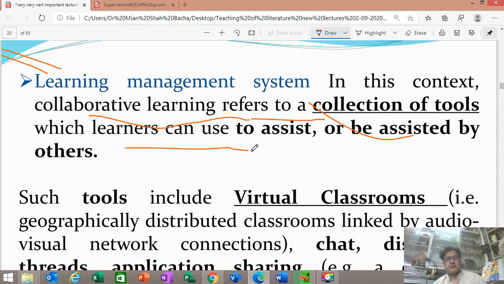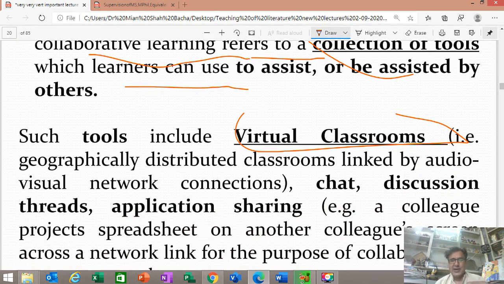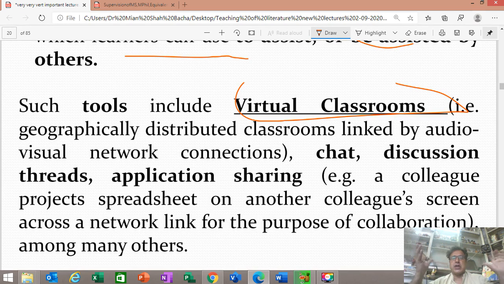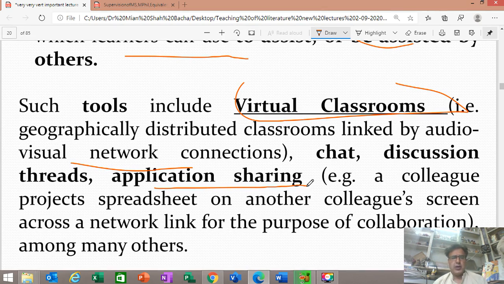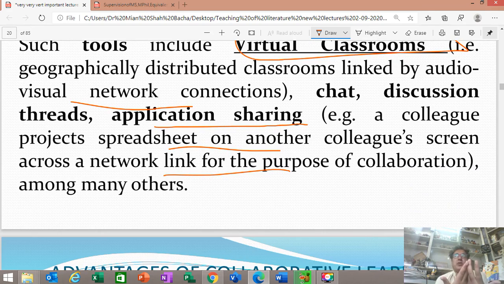All right, such tools include the virtual classroom. What is a virtual classroom? It means a geographically distributed classroom linked by an audio-visual network connection. We are sitting in different places and we are getting connected, with chat discussion threads, application sharing, and a colleague projecting something on another colleague's screen across a network link for the purpose of collaboration, among others. So it brings us together through a virtual medium.